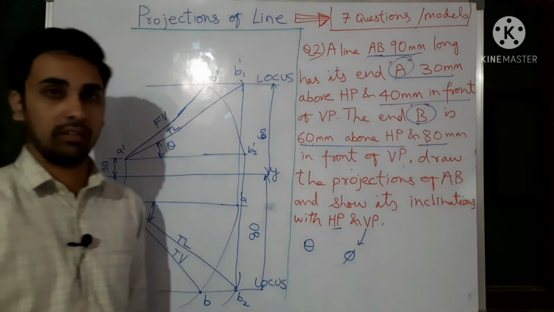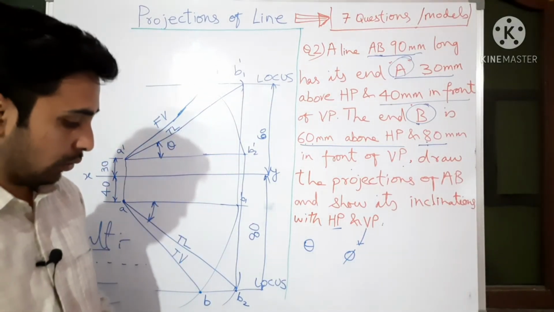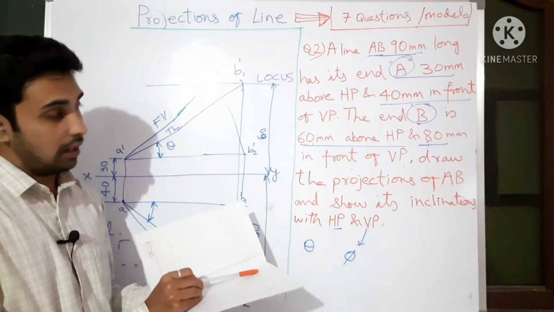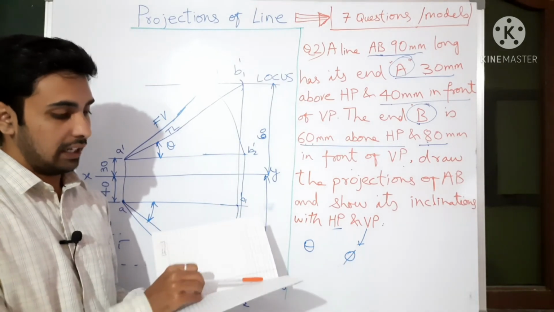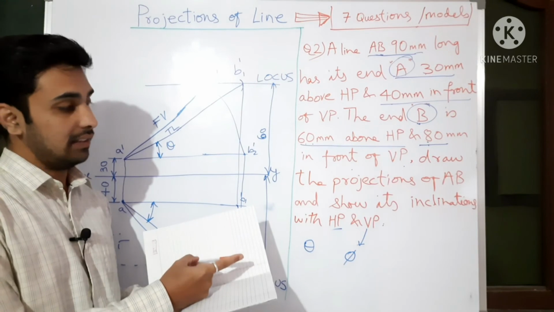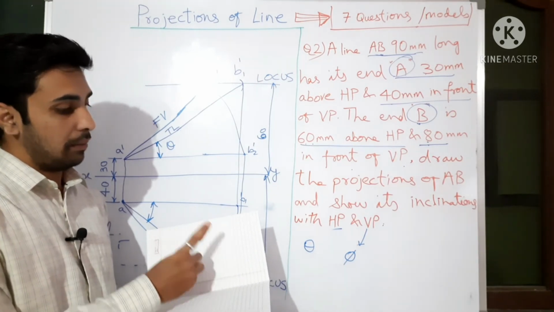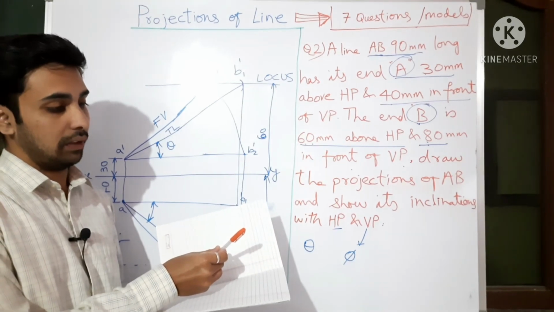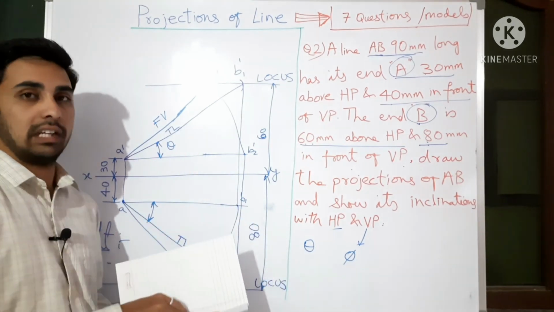In the results you can mention the true inclinations as the third point. Once again, have a look at the problem: end A was 30 up and 40 in front, and the other end B is 60 mm above HP and 80 mm from VP. Like this the line was inclined to both the planes, and we have drawn the projections like this.